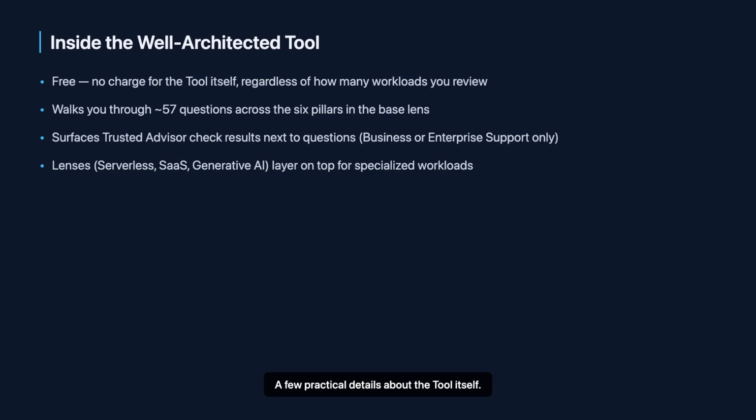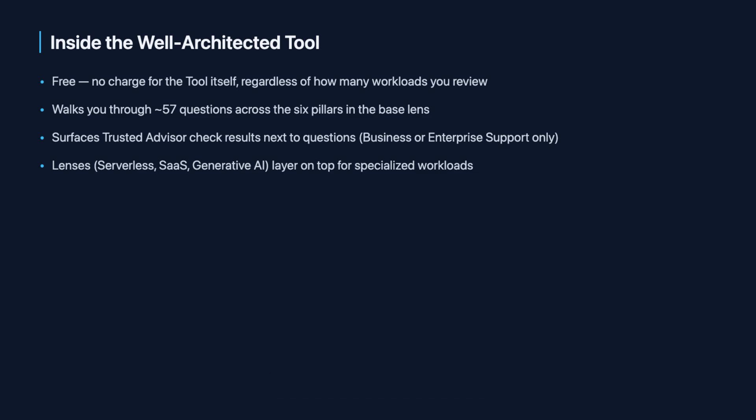A few practical details about the tool itself. It's free. There's no charge for the tool, no matter how many workloads you review. Watch out for distractor answers that claim it costs money. The base questionnaire is about 57 scenarios across the 6 pillars. It integrates with Amazon Web Services Trusted Advisor, which is a separate service that runs automated checks against your Amazon Web Services account, and the tool surfaces those check results next to relevant questions so reviewers can answer faster and more accurately, though you still answer the questions yourself, and this integration is only available if you have business or enterprise support. And lenses are add-on questionnaires for specialized workloads like serverless, software as a service, or generative AI. They layer on top of the base framework.